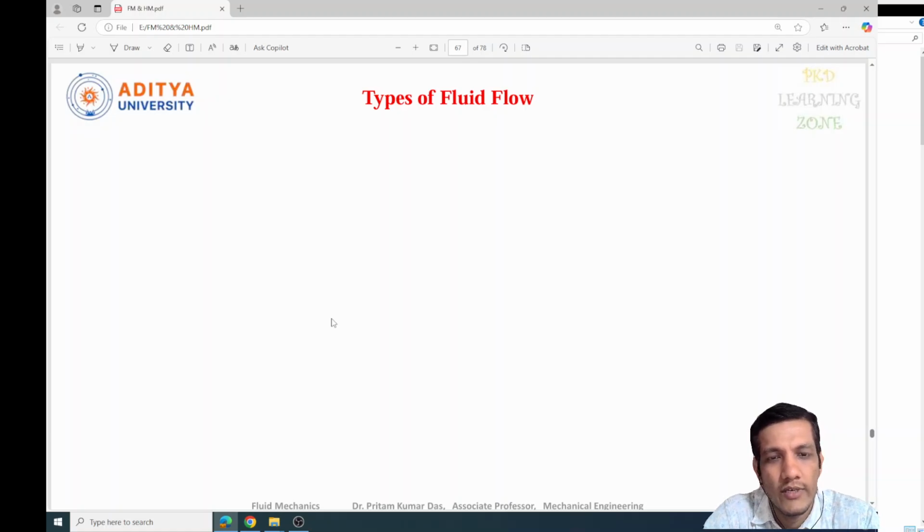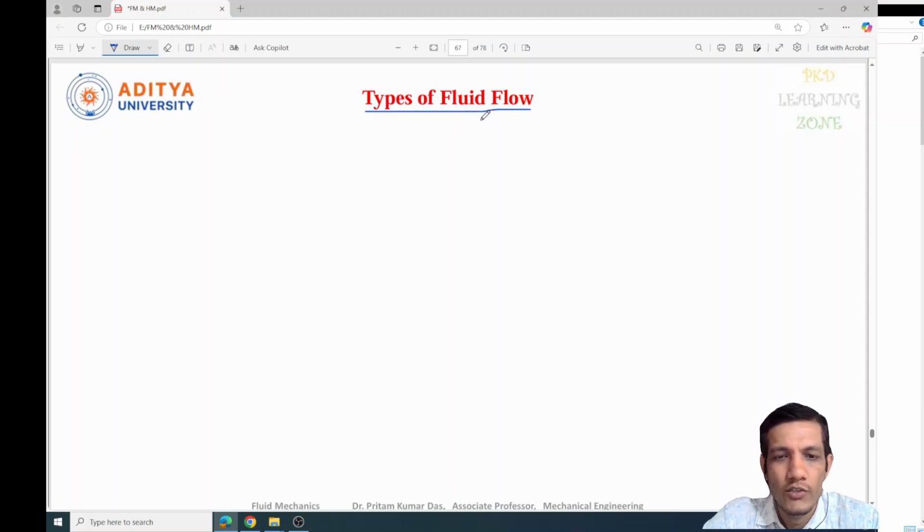In this lecture we'll discuss a topic regarding types of fluid flow. This topic comes under the kinematics of fluid. So in the kinematics of fluid we are going to study the types of fluid flow. These types of fluid flow are categorized into 6 different types.